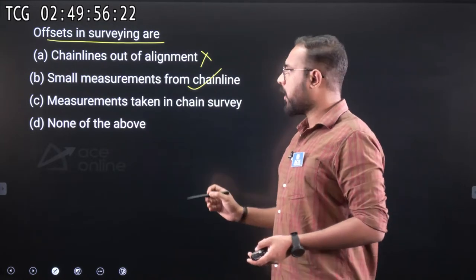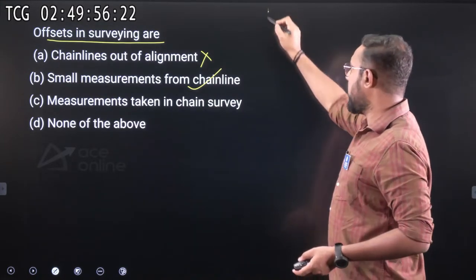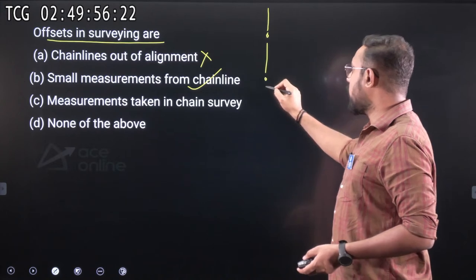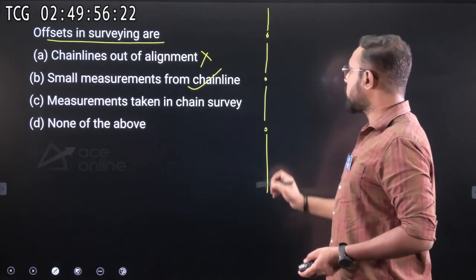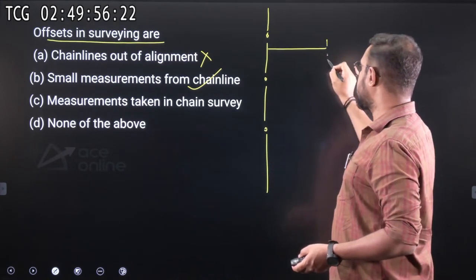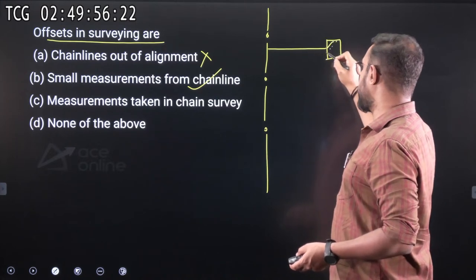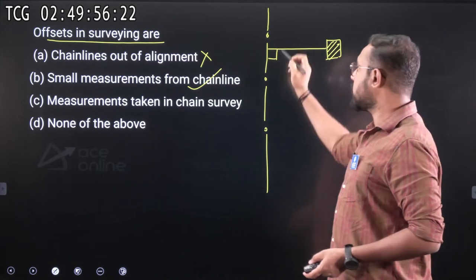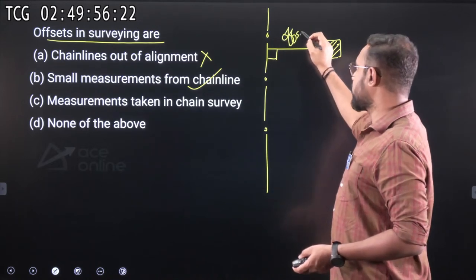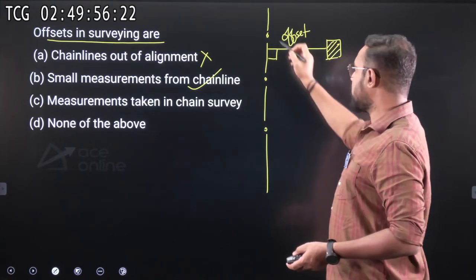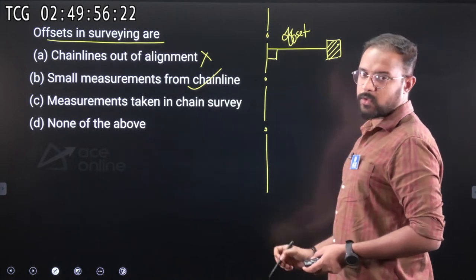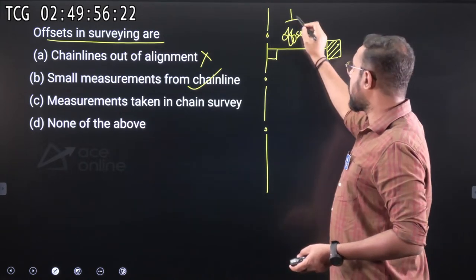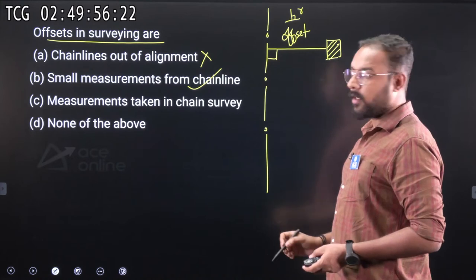Now remember, what are offsets? If this is our chain line here, offsets are nothing but lateral measurements taken from the chain line. If there is a building here, to plot this particular building, if I take a lateral measurement like this, this is what we call an offset. This offset is at 90 degrees to the chain, so I call it a perpendicular offset.